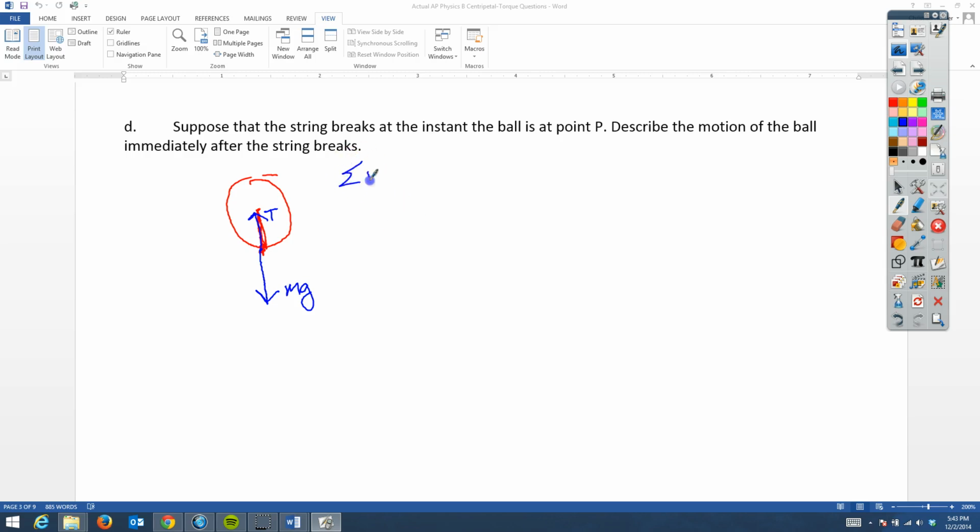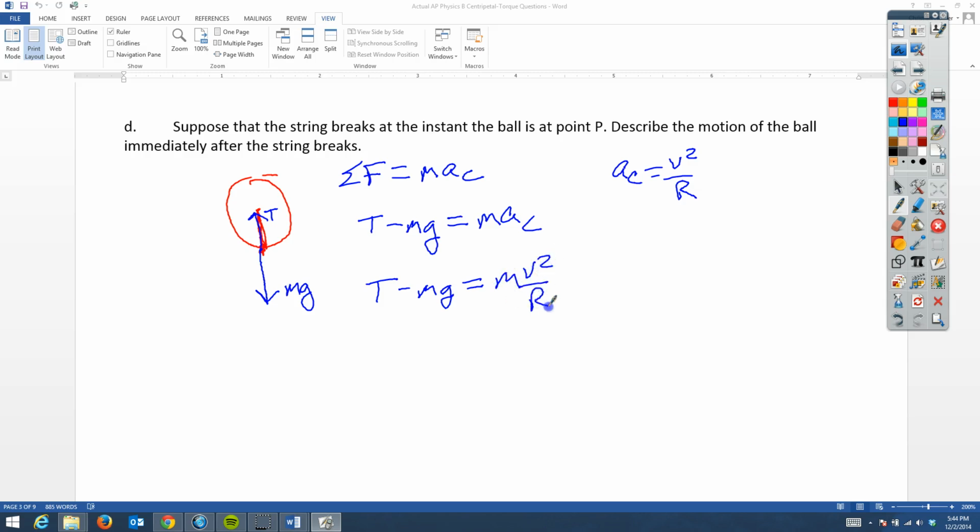At this point, we know the sum of the forces would have to be equal to m a_c, because this thing is turning in a circle, so we have a centripetal acceleration. The force going up is tension, so we put tension minus mg, and that's equal to mass times the centripetal acceleration. Now we can substitute in for a_c the equation that we've been using. So a_c is equal to V squared over R, and notice we are using a capital R here. So now this equation becomes T minus mg is equal to m times V squared over R.